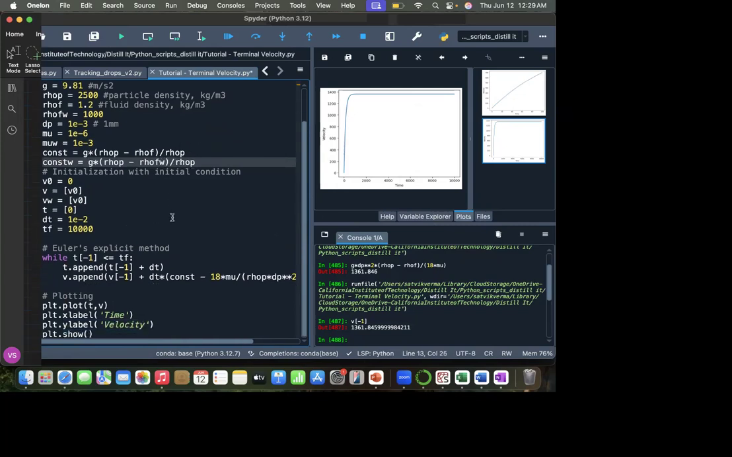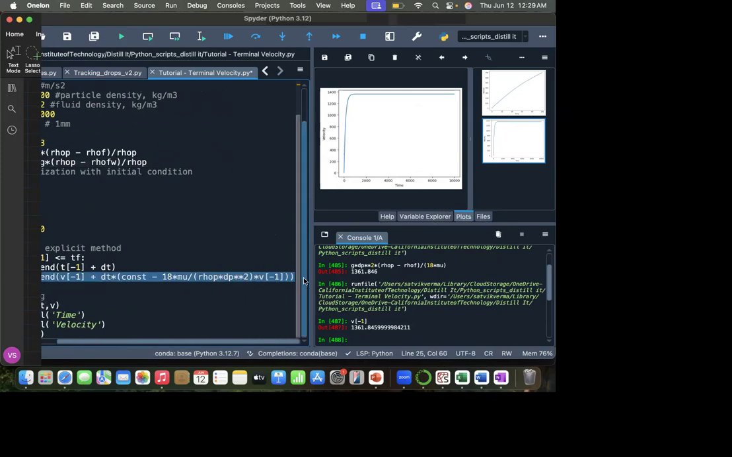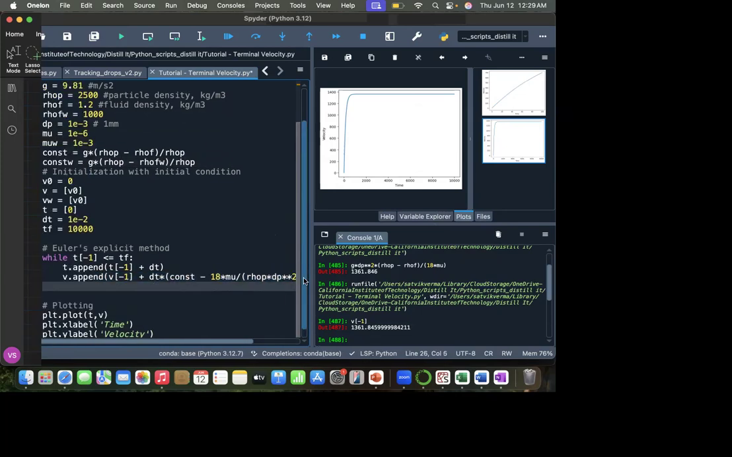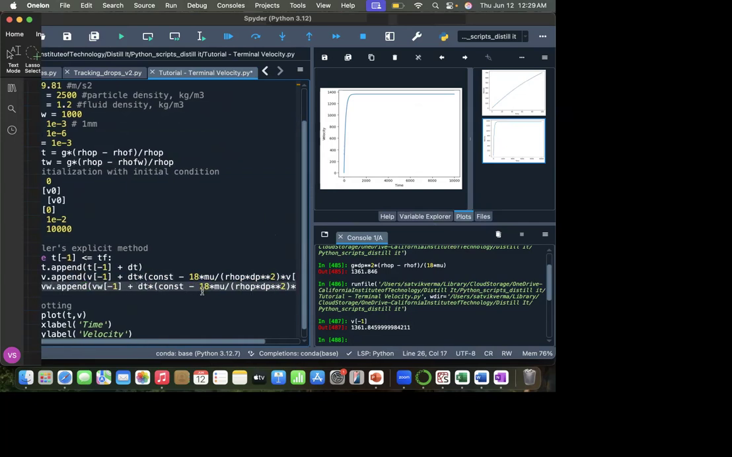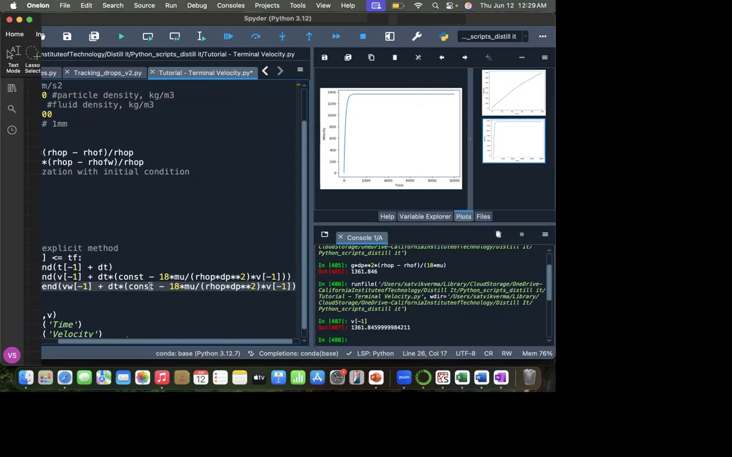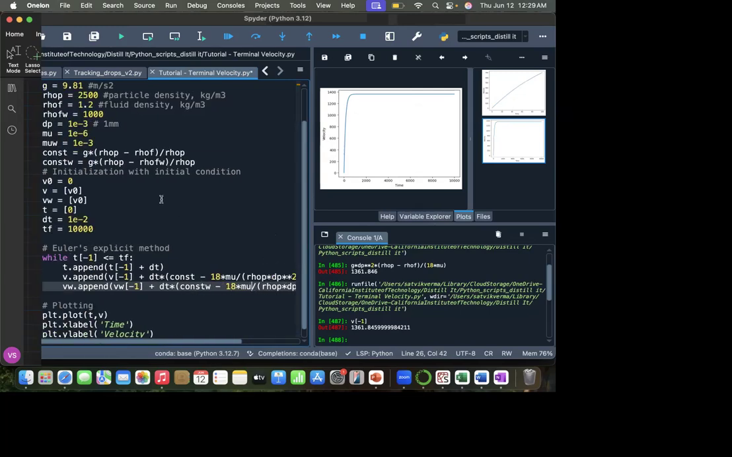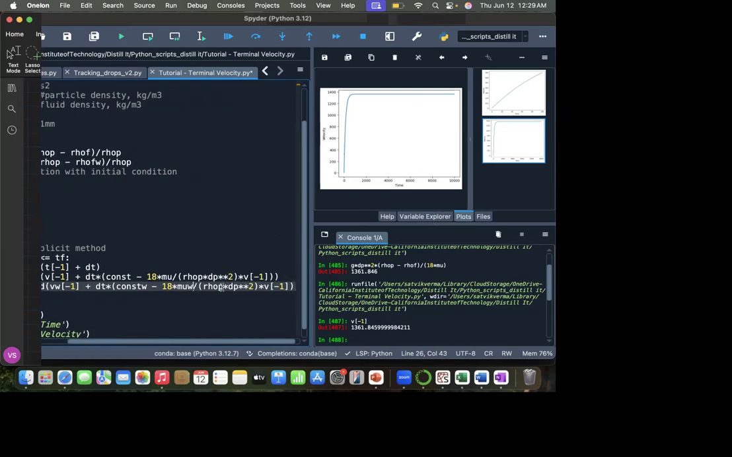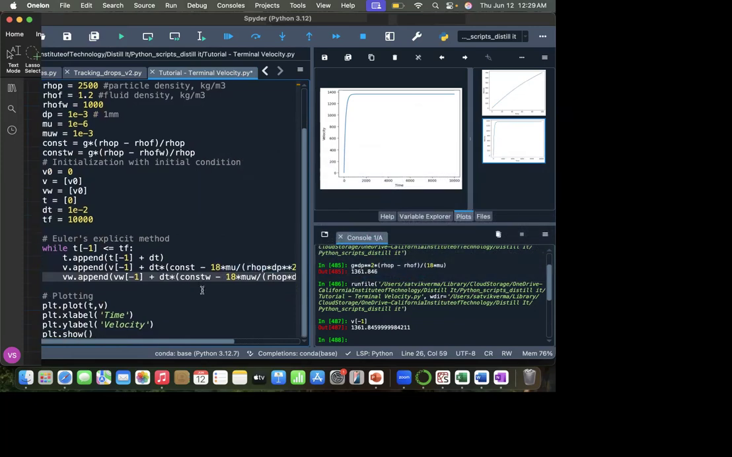In place of rho f, it becomes rho fw, and we'll evaluate this thing. So VW over here. This is constant W. I'm just changing the differential equation over here, right? Mu water, VW, right? Yeah, this is all that is there.